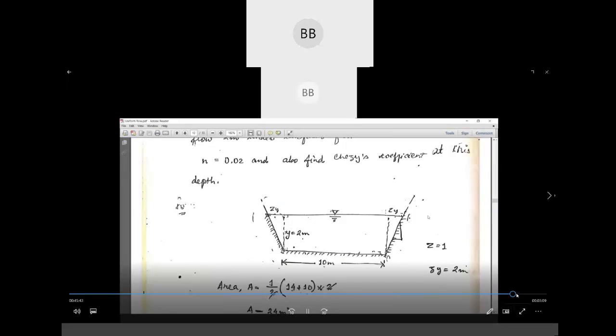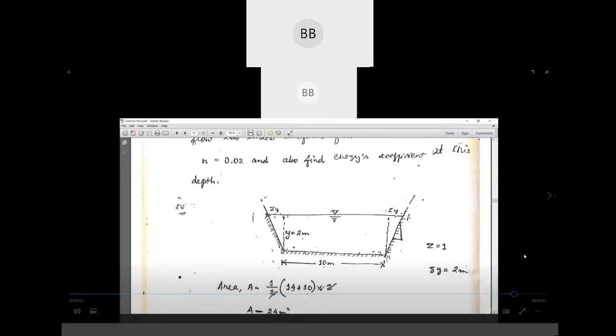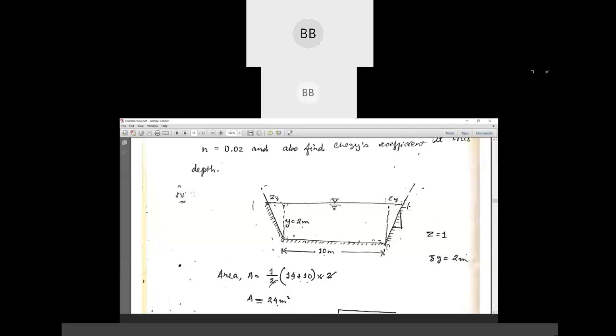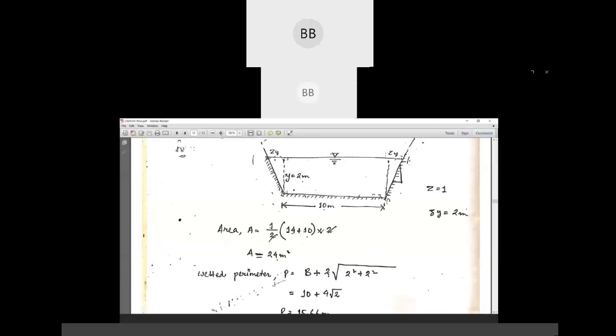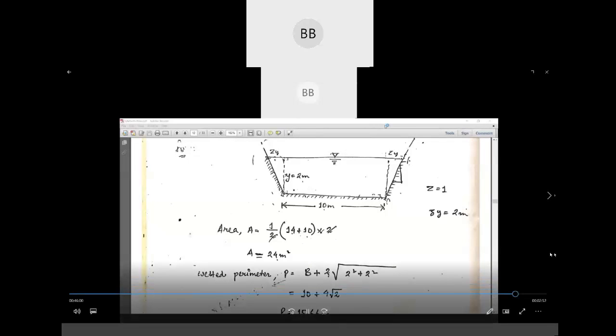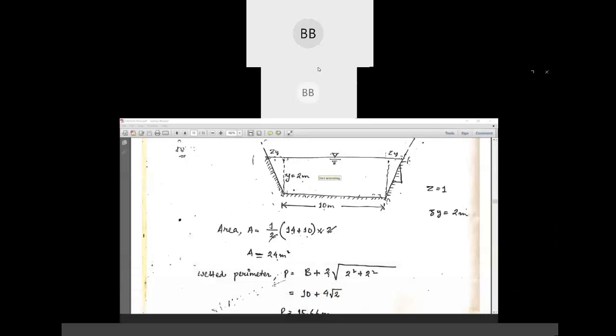So you can draw a trapezoidal section. During examination, you draw or not, it depends on you. If you don't want to draw this trapezoidal section, then it's up to you. So the first step, we need to find out the top width.